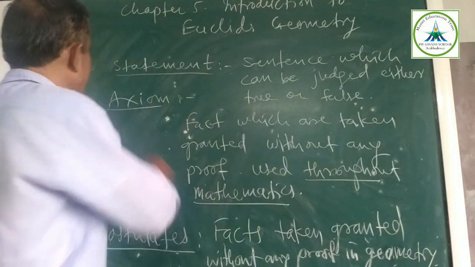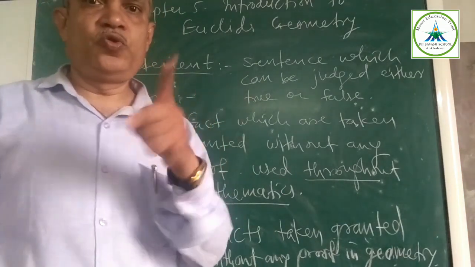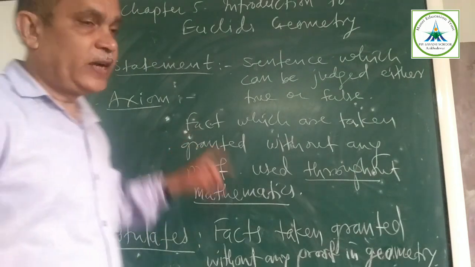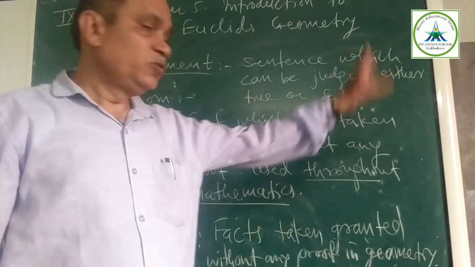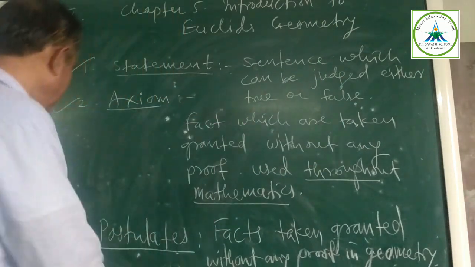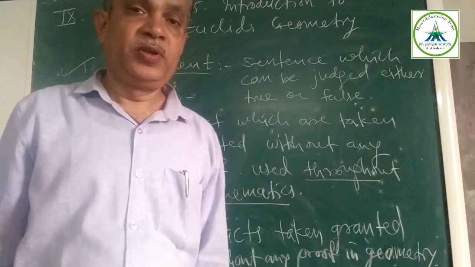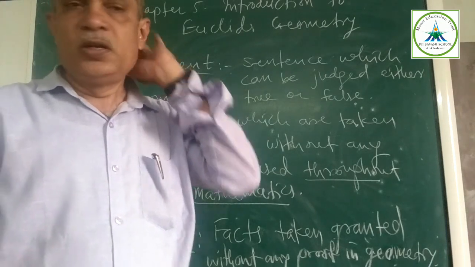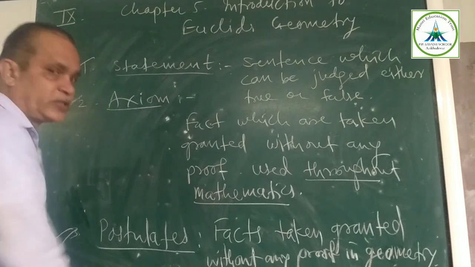Now students, remember it. Statement: a sentence which can be either true or false. Axiom: facts which are taken for granted without any proof, used in mathematics. Postulates: facts taken for granted without any proof, used specifically in geometry. Okay, now we will see some axioms and some postulates.